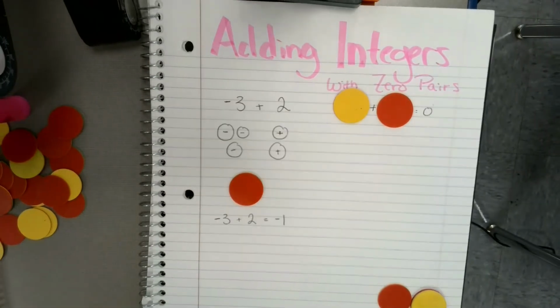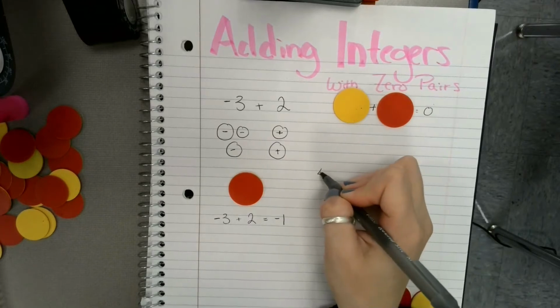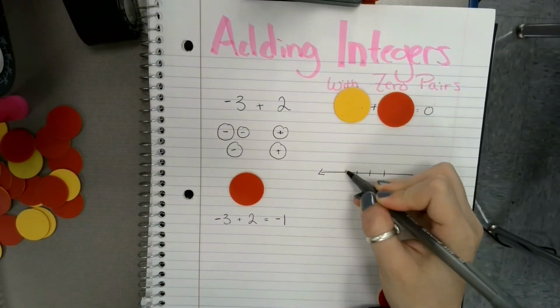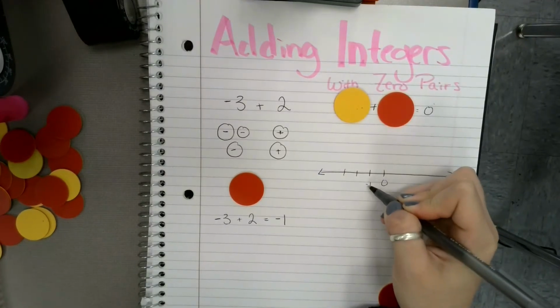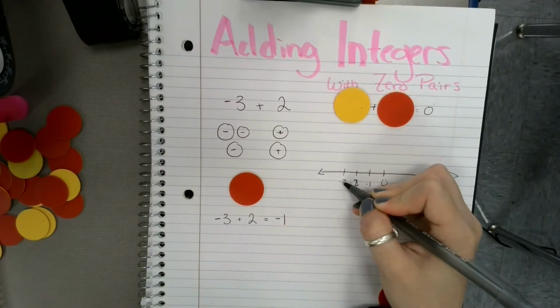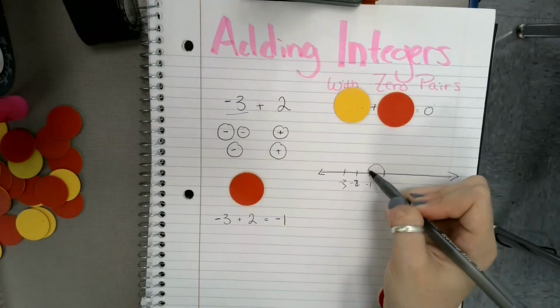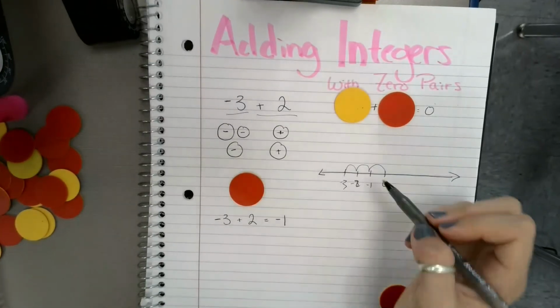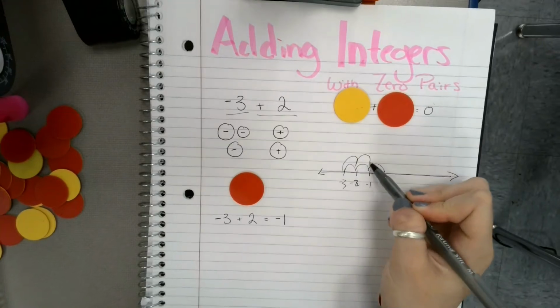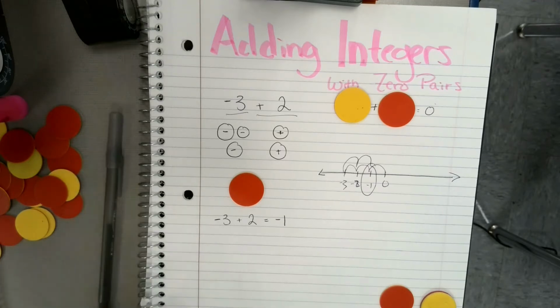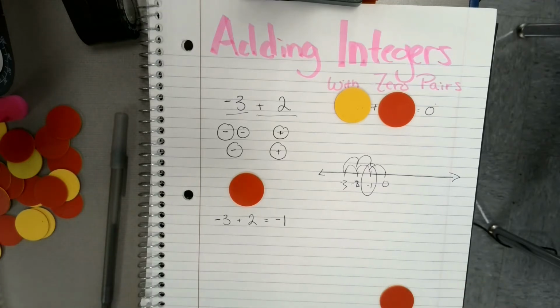Now we can also do this on a number line. Starting at 0, you start going to 3 negative, 1, 2, 3, and then you go 2 in the positive direction, 1, 2, you end up at -1. But today we're going to focus on modeling it with integer chips and with zero pairs.